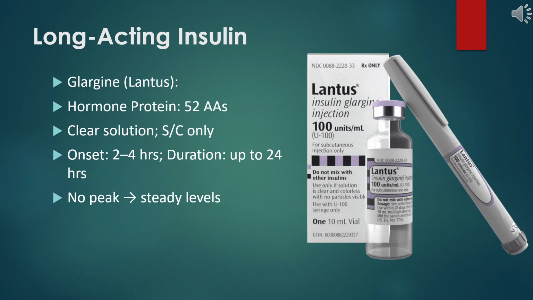Long-acting insulin, like glargine, mimics basal insulin secretion. It's flat, peakless, and lasts almost 24 hours. That means once daily injections can keep blood sugars stable between meals and overnight.